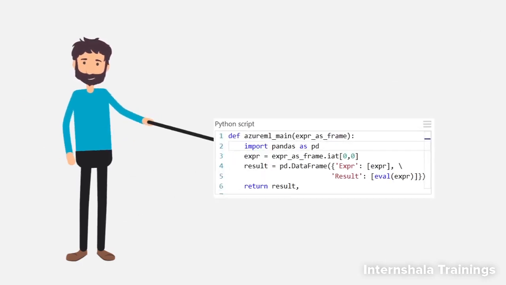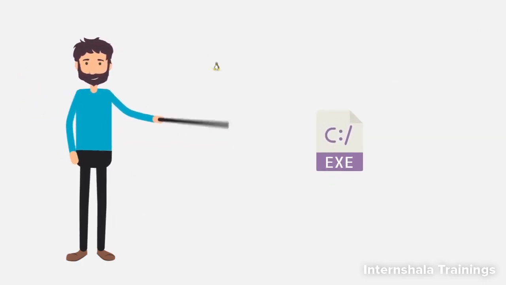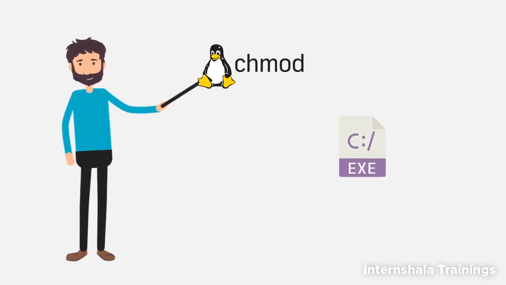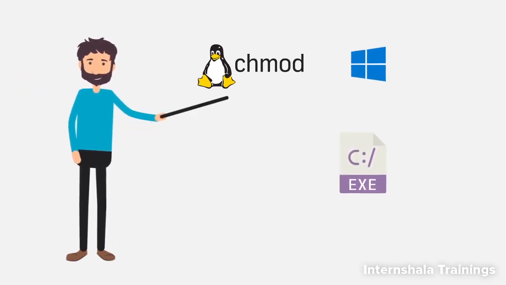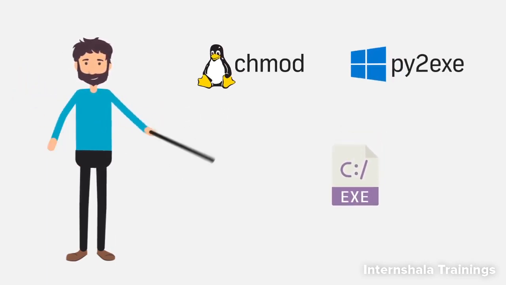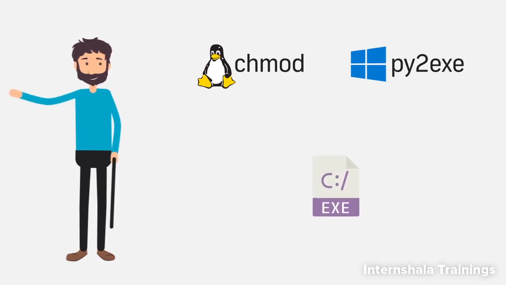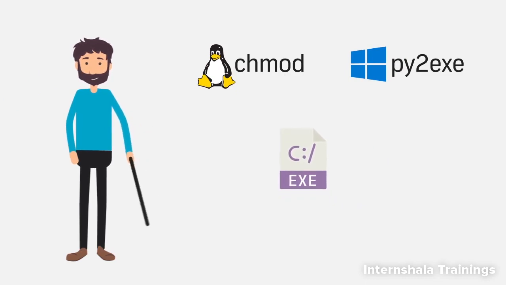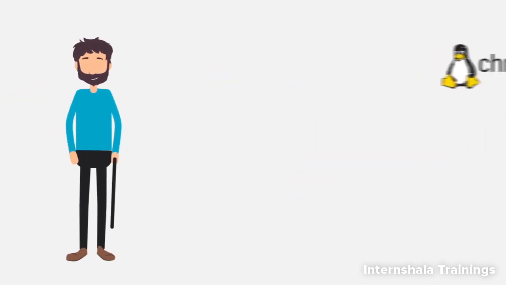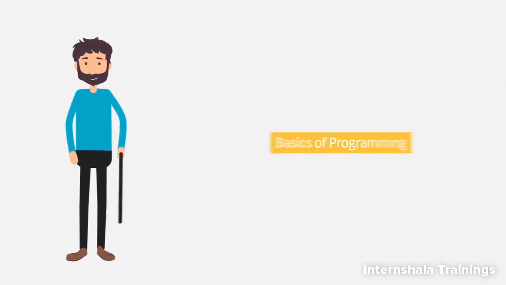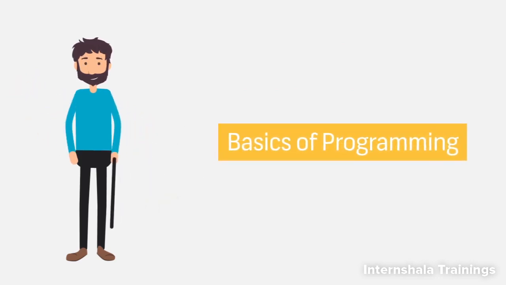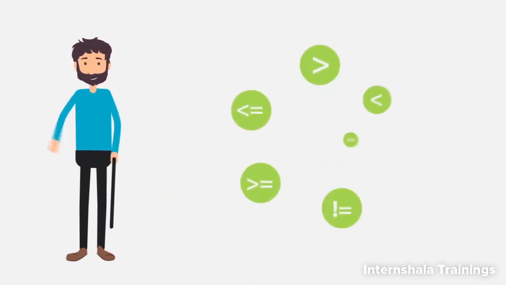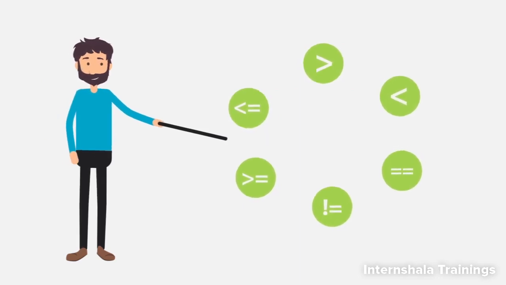A Python script can be converted to a self-executable file. In Linux, we use the chmod command to do so. For Windows, the py2exe utility converts a script file with .py extension to an executable. You can refer to the helper text below to learn more about this. So, this brings us to the end of this section on the basics of programming. You will learn about writing more complex programs and using comparison operators in the upcoming section.